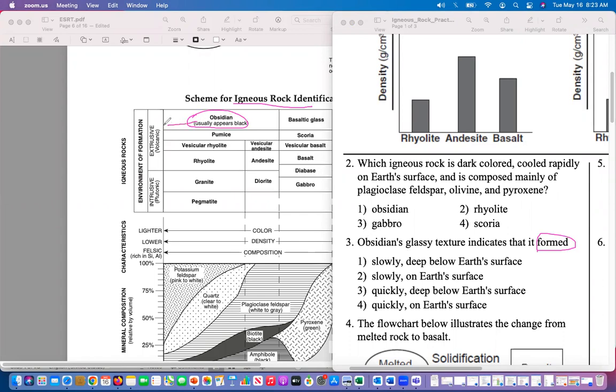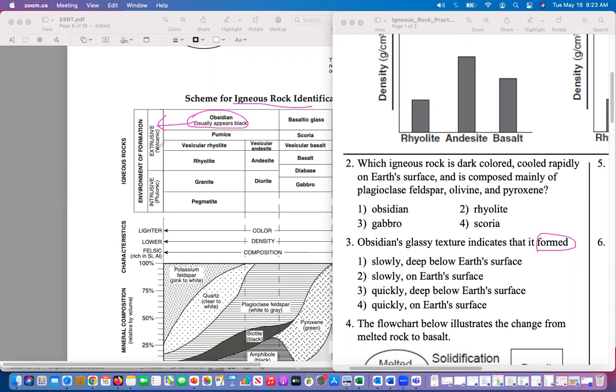Obsidian tells me on the chart that it is an extrusive rock. And so because it's an extrusive rock, that lets me know that it was created on the surface, right? Intrusive means inside of the earth. Extrusive, right? The prefix "ex" meaning exit, right? Outside. That lets us know it's on the surface.